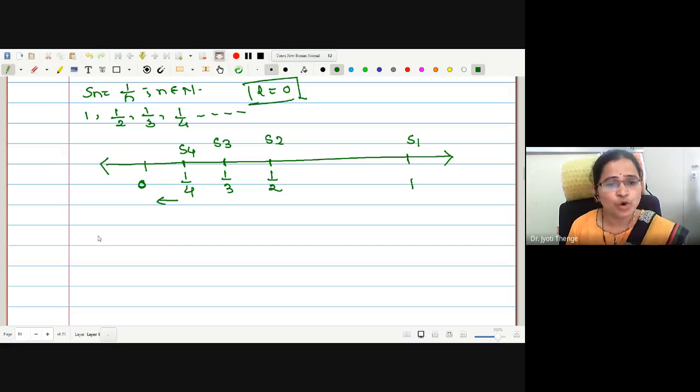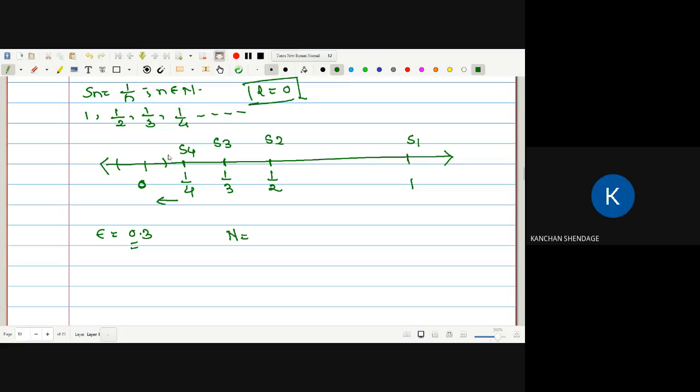Now suppose I have given you the value of epsilon to be 0.3. Now you have to tell me a stage n after which all the sequence points fall in this neighborhood of 0, the neighborhood of 0 with epsilon equal to 0.3. Therefore 0.3 on the right, 0.3 on the left.